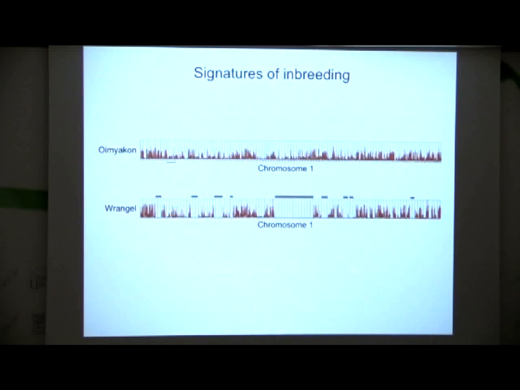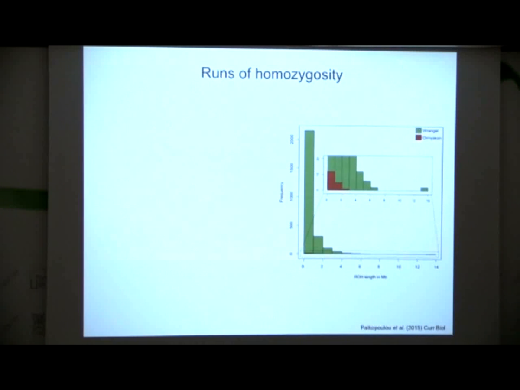And we put this into a table, and we find that the green here is the Wrangel genome. So here you have the blocks, the runs of homozygosity in megabases, and here the frequency of those. And you can see that the green Wrangel has a very high frequency of runs of homozygosity, whereas the Oymyakon genome has just a few. You have to zoom in to see that it's about 10 across the whole genome, so very few.